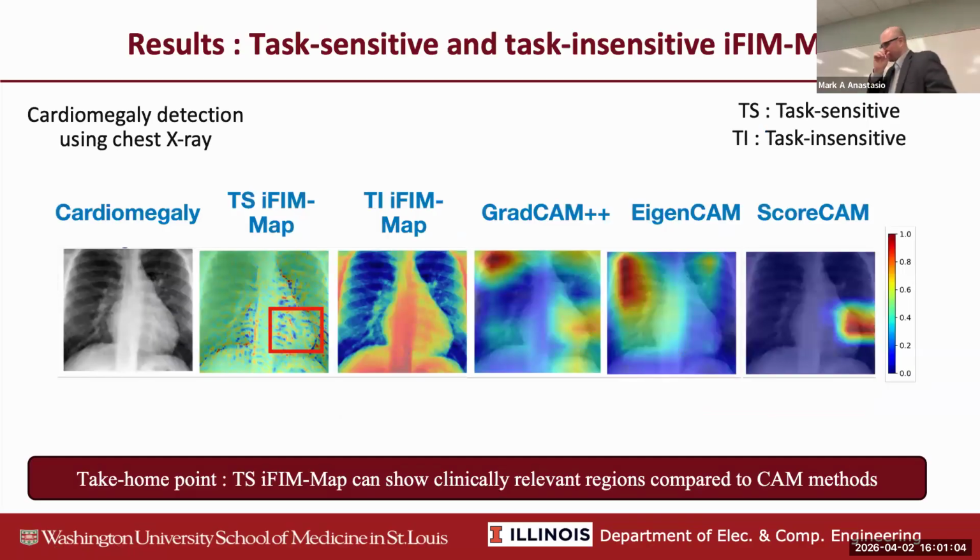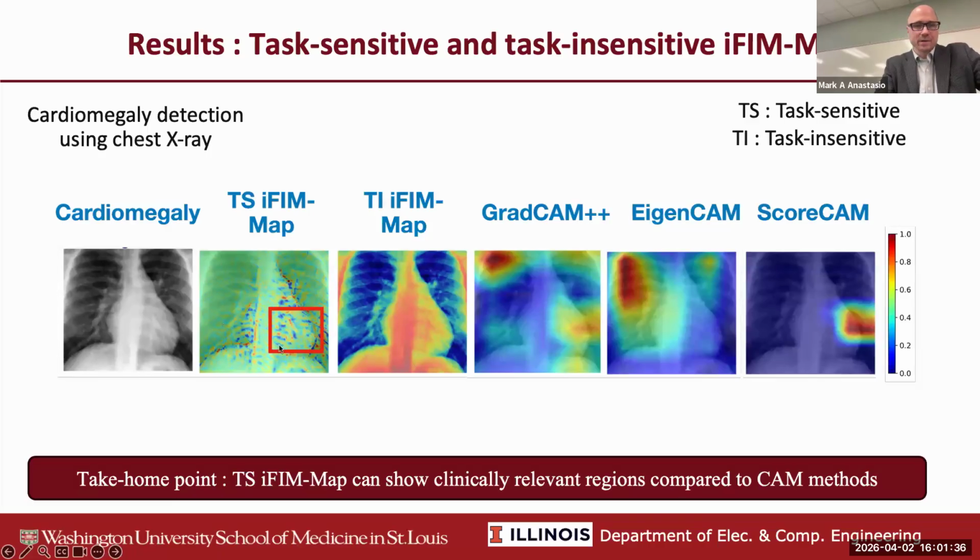Here are some examples using the chest X-ray example. Again, we have the true image on the left, which is an example of cardiomegaly. The task-sensitive map is the second one. The task-insensitive map is the third one. And then the last three are results from traditional post-hoc interpretability methods. You can see the GradCam and the EigenCam are looking at weird places, whereas the task-sensitive map has a lot of energy where the actual heart is enlarged.